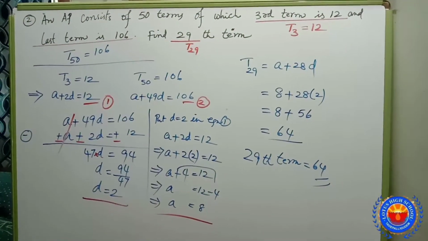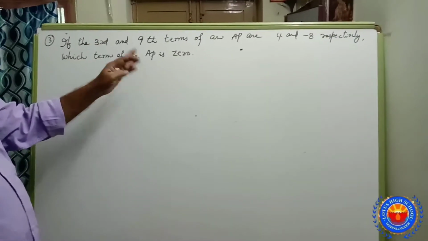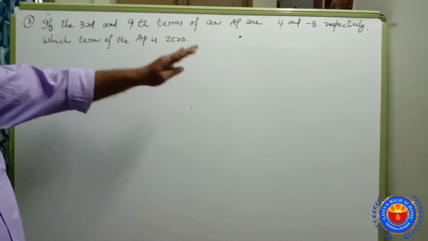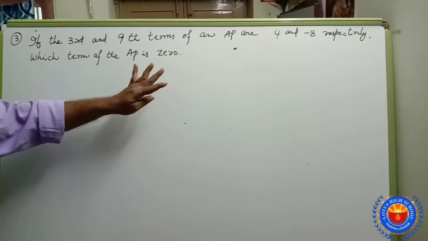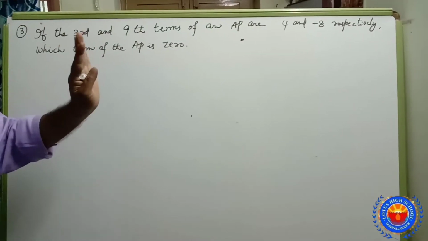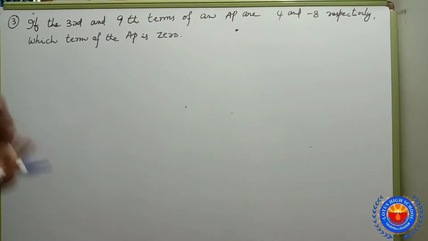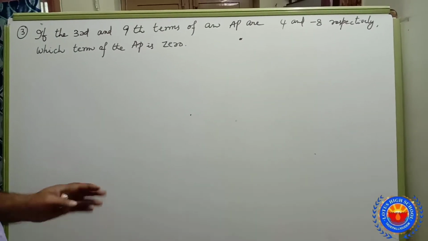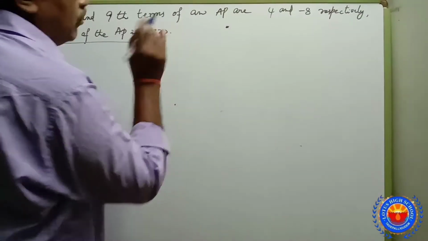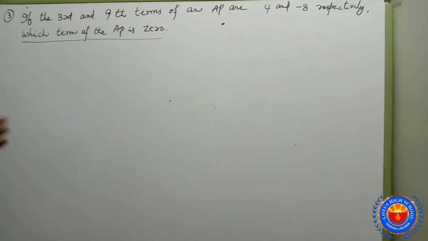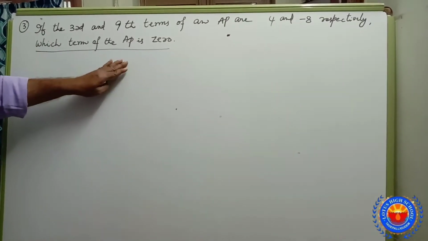Okay. Here one more sum. The third and ninth terms of an AP are 4 and minus 8 respectively. Which term of the AP is 0? Like the previous sum, but here they did not ask to find the 20th term, 21st term or 30th term. It is somewhat different. Which term of the AP is 0? First we have to find A and D. The full AP is not required. A and D is enough.